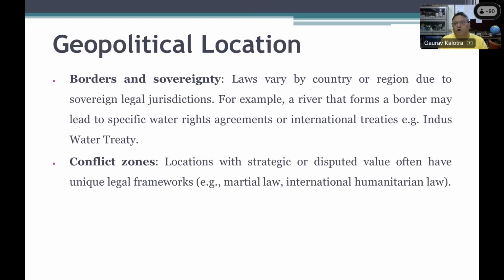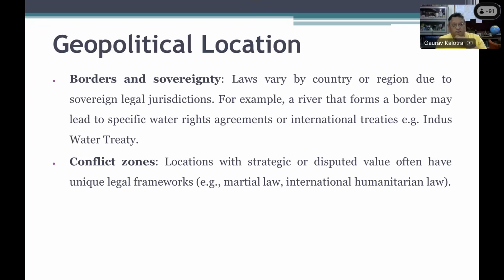For example, a river that forms a border may lead to specific water right agreements or international treaties. The example is Indus Water Treaty between India and Pakistan. And the river in this point is the Indus River. Okay, the Indus River and its tributaries. So, although Indus passes somewhere above the Indian landscape, its tributaries like Jhelum, Chenab, Ravi, they pass through India and join the Indus.